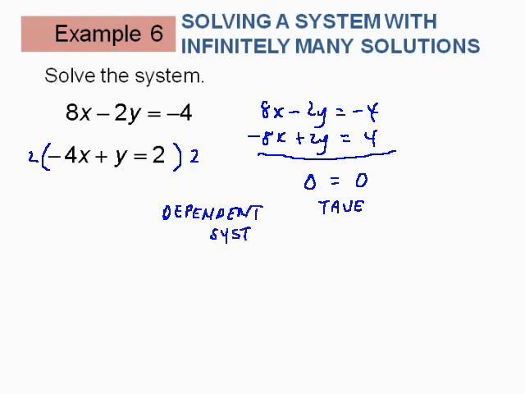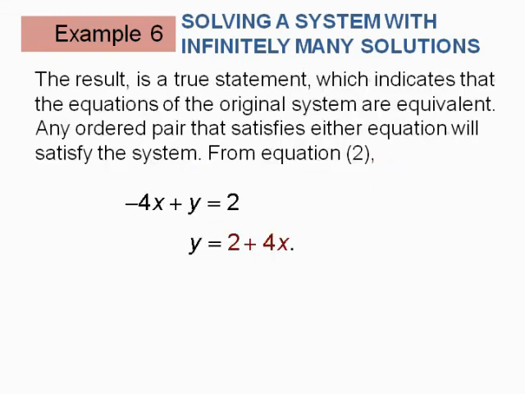Now, in intermediate algebra, all they do for the answer is you can put either one of the original 2 lines as the answer. You can put 8x minus 2y equals negative 4. You could have put the other one, and that's good. But in college algebra, I'm going to go on and show you how they write it in the big leagues. So since the result of this is a true statement, which indicates the equations of the original system are equivalent, any ordered pair that satisfies either equation will satisfy the system.